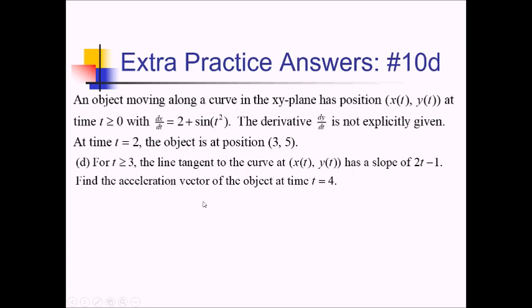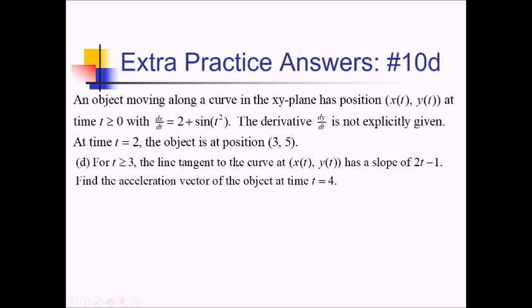X double prime of 4 is not going to be a problem. We already know x prime of t in general up here, this dx over dt function. So I can just take the derivative of this function at time 4 on my calculator. I don't even need to show what the derivative of this thing looks like. And then I'll have x double prime of 4. Y double prime of 4 is going to be a little bit more of an issue because they didn't give me dy over dt. I don't even know what y of t looks like. So this is a bit of a problem. So that's where this other piece here about the line tangent having slope of 2t minus 1 is going to come in handy.